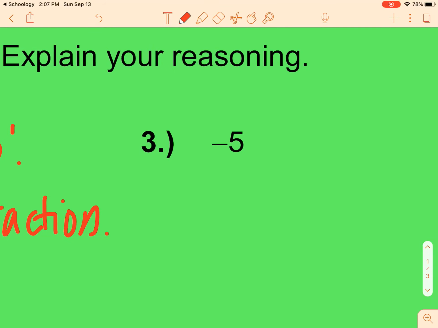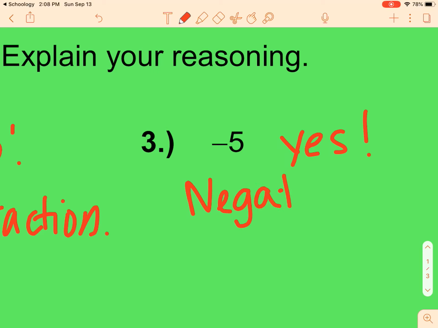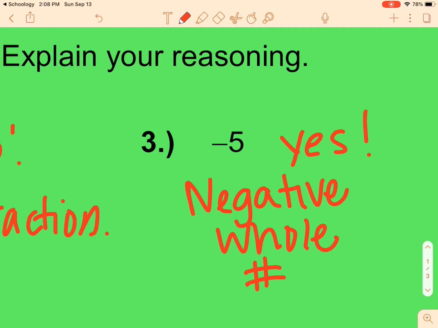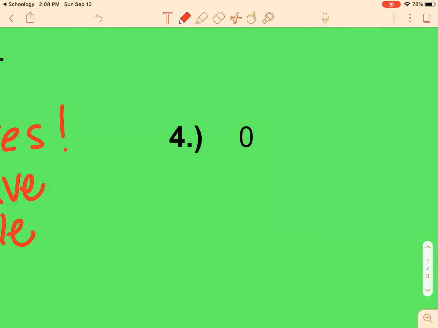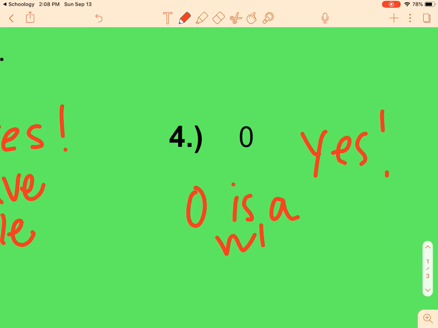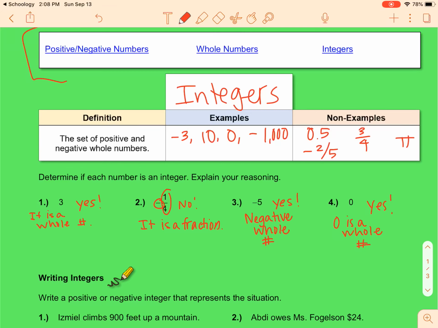Let's look at number 3, -5. Is this an integer? Yes, because it is a negative whole number. And our last one, is 0 an integer? Yes, because this is a whole number. 0 is a whole number. So that part should have been pretty easy, especially if you did the 3 links up here.